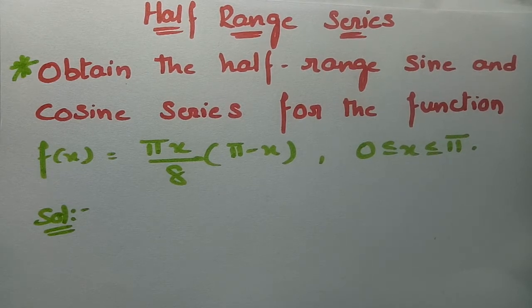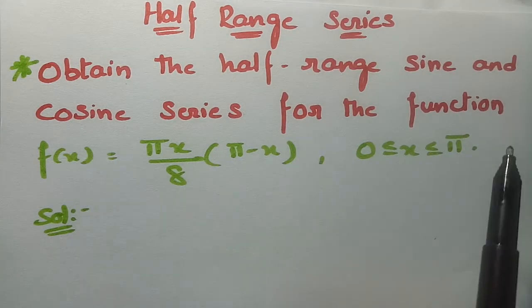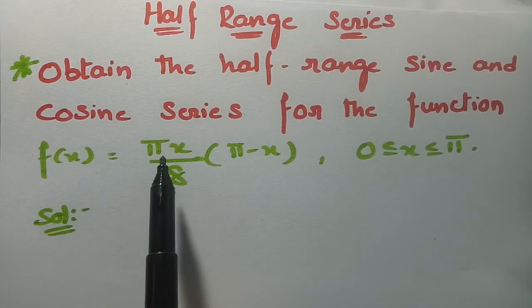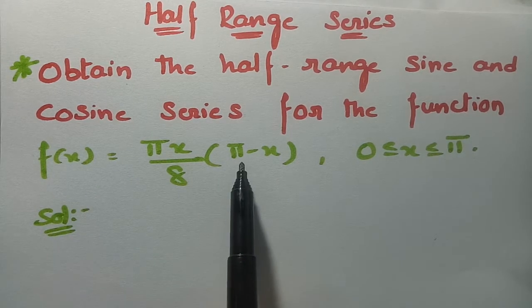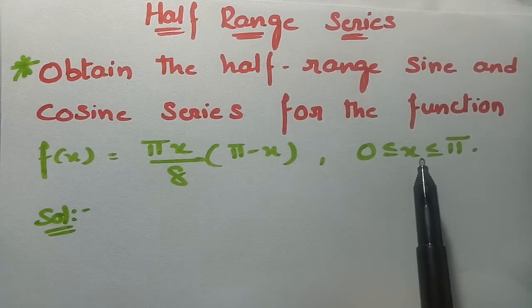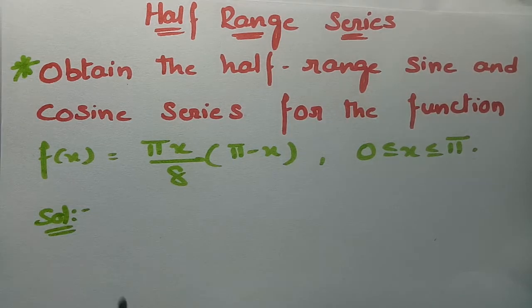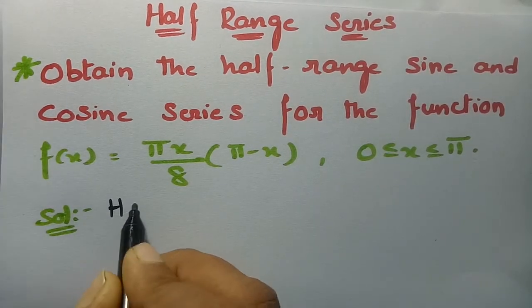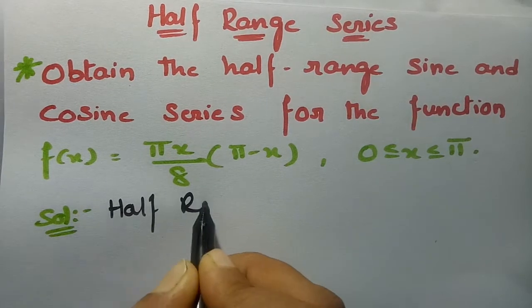Here we have to obtain the half range sine and cosine series for the function f of x is equal to pi x by 8 times of pi minus x, where x lies between 0 to pi. So here first of all I have to calculate the half range sine series.